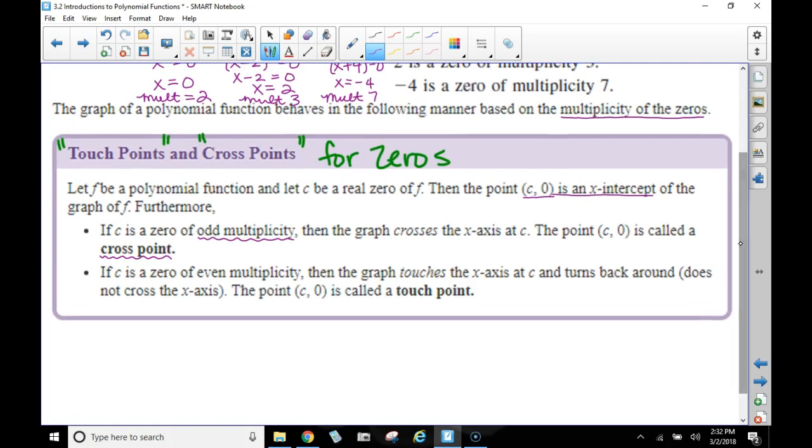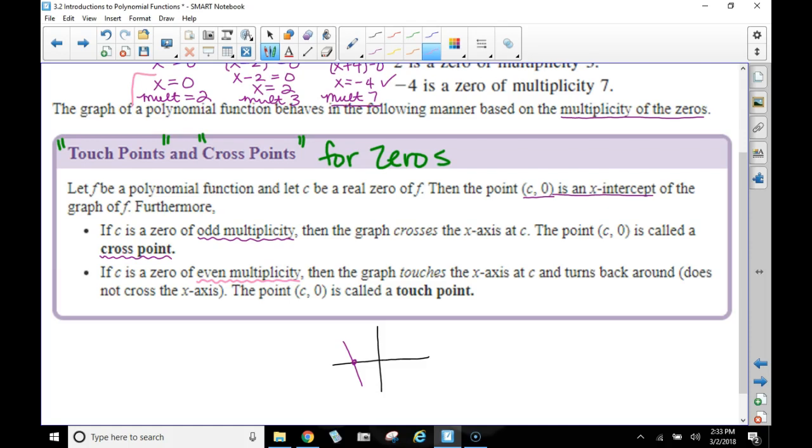What this means, when you're graphing something, is that if you have an x-intercept of, let's say, -4, like we did above, with an odd multiplicity of 7 at -4, this function is going to come here and cross from the top to the bottom. It's going to cross there. Versus if c is a 0 of even multiplicity, then the graph only touches the x-axis at c, and then it turns back around. It does not cross the x-axis.